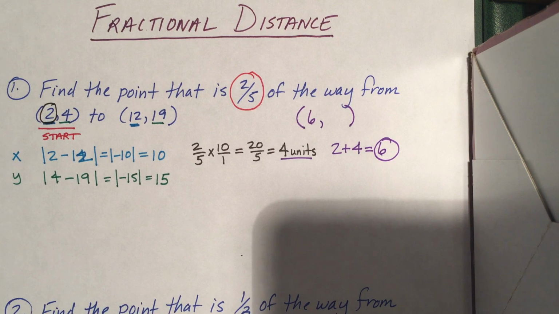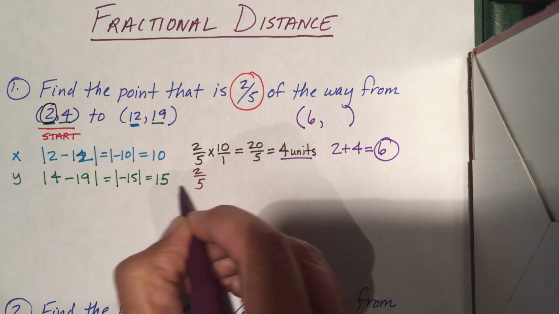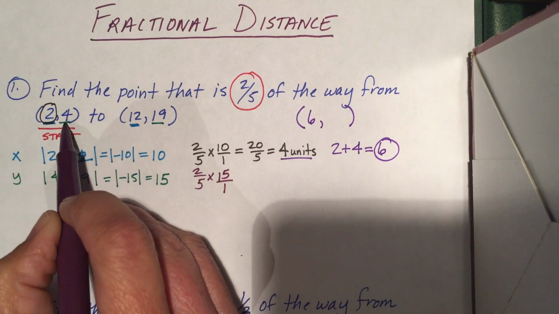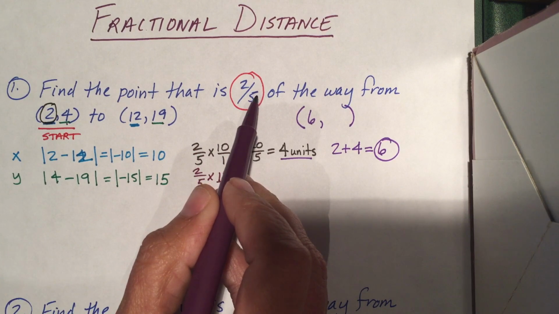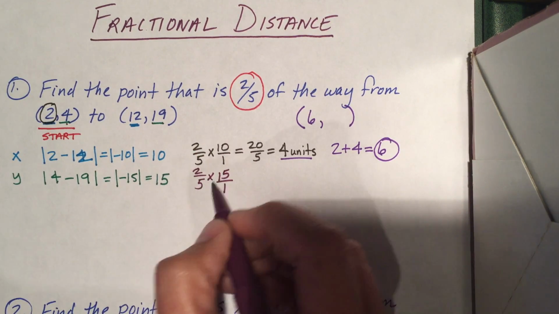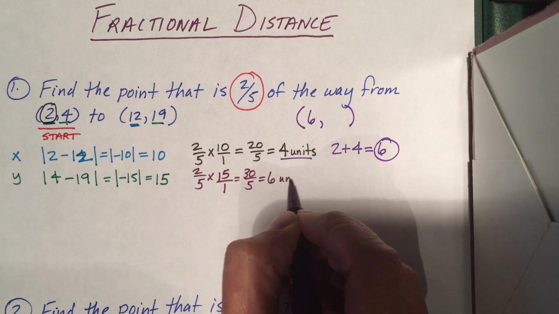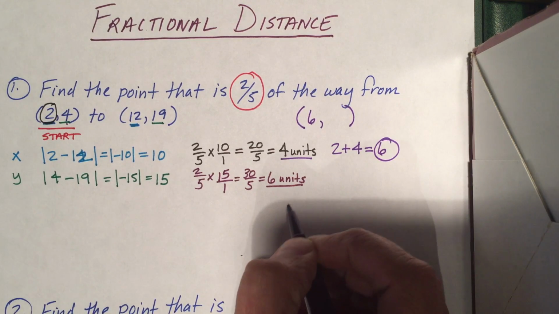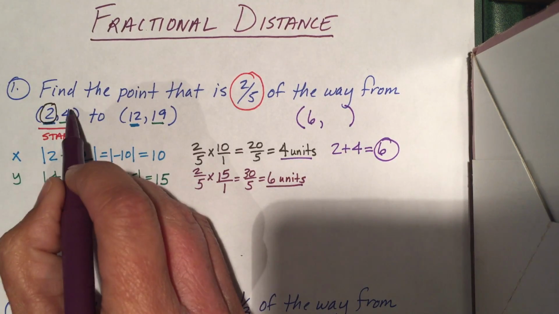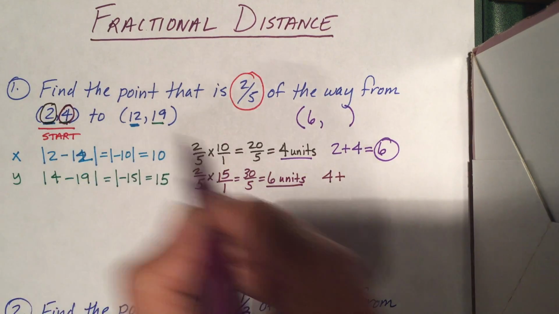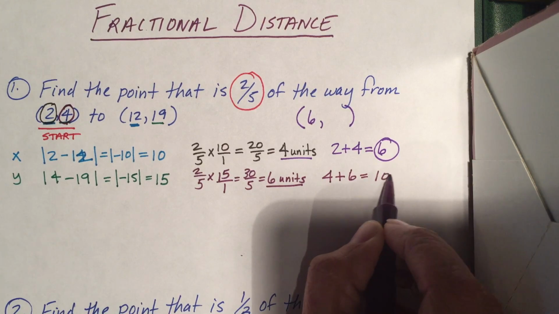So now let's find the y value. For my y value, I want to find 2/5 of the distance, 15, because I don't want to go the full 15 from 4 to 19. I only want to go 2/5 of the way. So 15 times 2 over 5 gives you 30 over 5, which is 6 units. So instead of moving 15 units from my start, I want to move 6 units. So I'm going to go 4, which is my original y, add 6 units, and that puts me at 10.